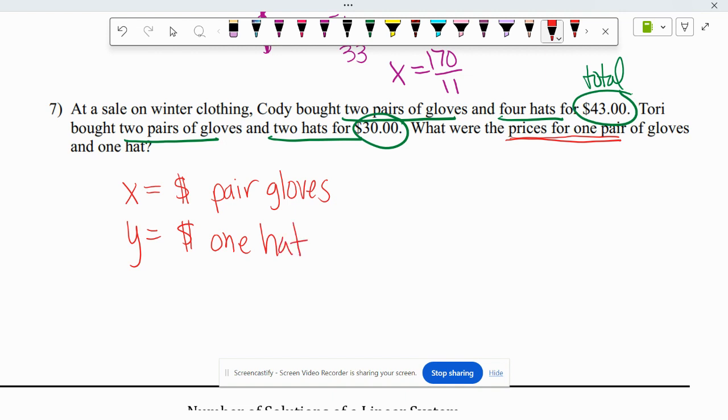Okay. I underlined some stuff up there. We're buying something plus something else for a total. What's Cody buying? 2 pairs of gloves. What variable represents the cost of one pair? So 2 times the cost of gloves plus how many hats am I buying? 4 times the cost of a hat equals, how much money did Cody spend? $42. Okay, awesome job. I am not going to help you with the second one.